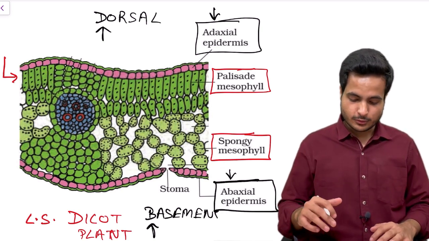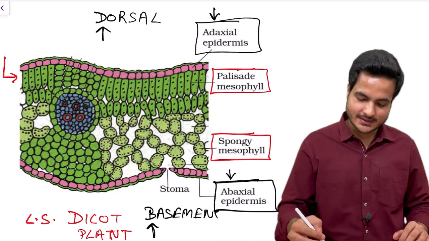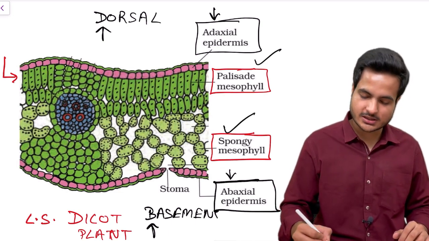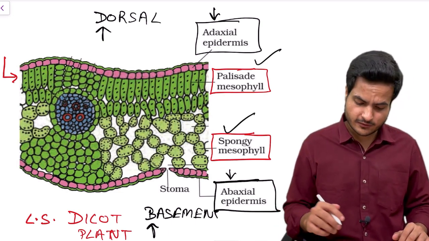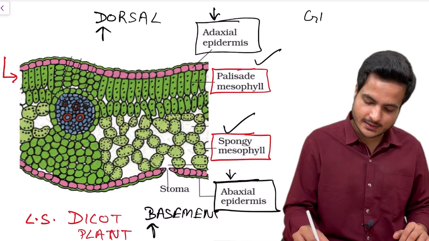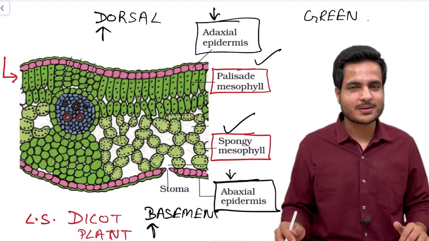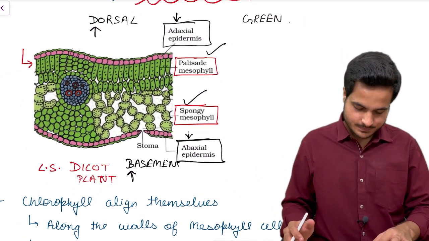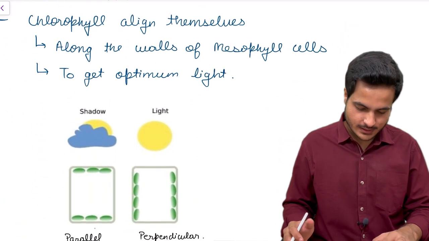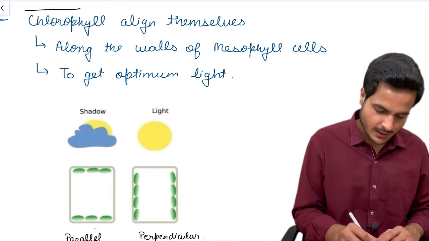So with this you have understood that these mesophyll cells are the particular cells which contain chloroplast, and therefore these cells look green because chloroplast contains a green pigment called chlorophyll. Now let us understand something about chloroplast.